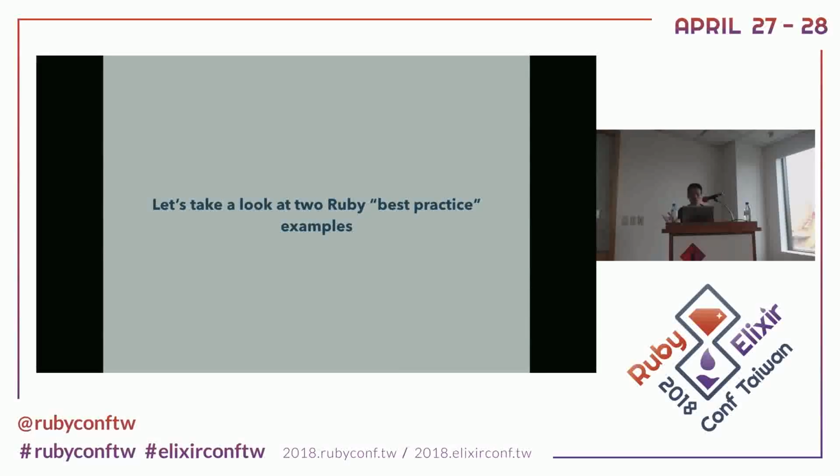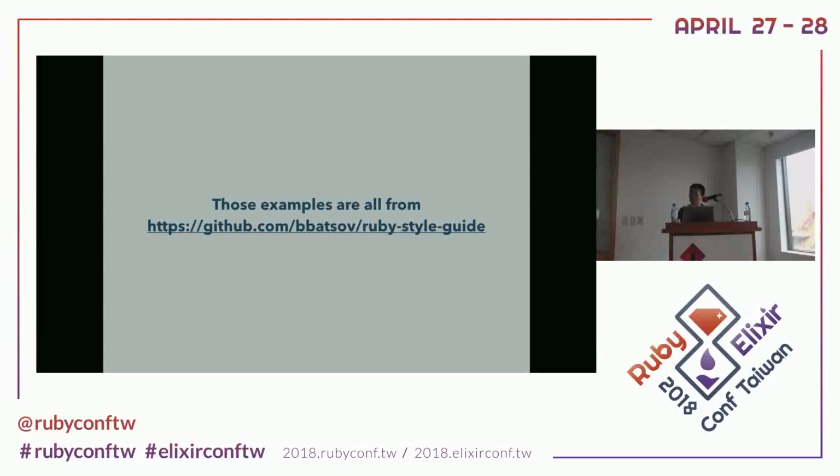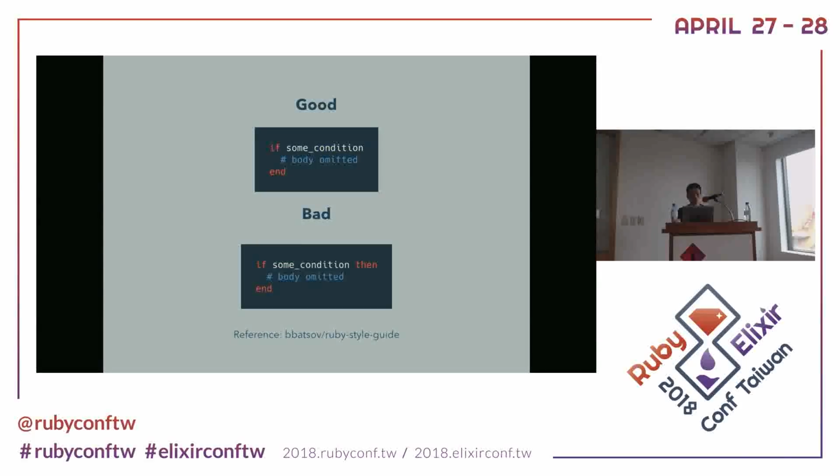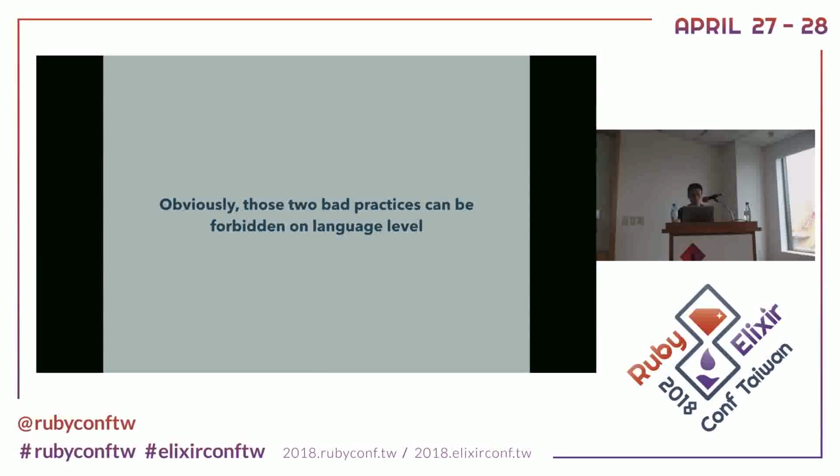So let's take a look at two Ruby best practice examples. The following examples are all from a famous repository called Ruby Style Guide. First, it suggests that we shouldn't use an else condition with the unless keyword. Also, we shouldn't use the then keyword in an if statement. I think in an ideal condition, these two examples shouldn't even exist in a style guide, because obviously they can be forbidden from the language level in the first place.